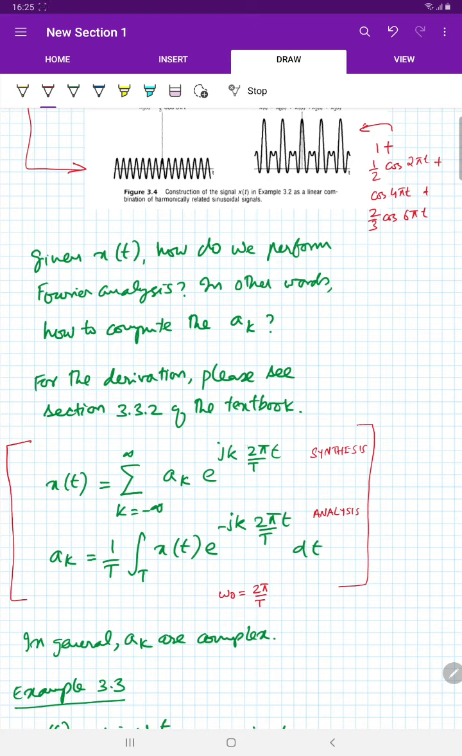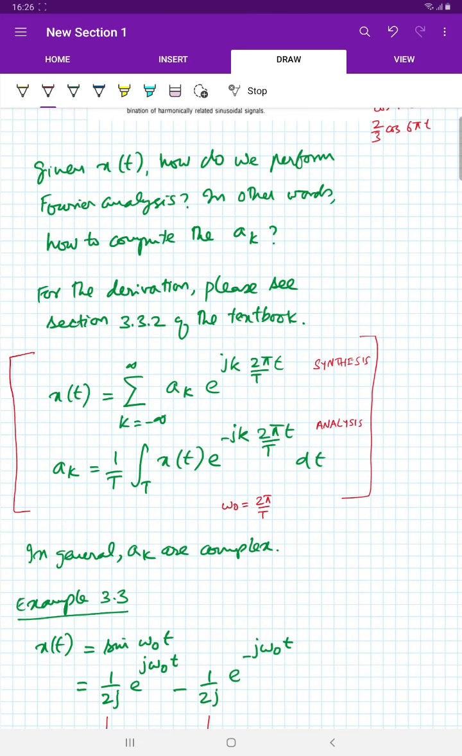Okay, the reason for this we will touch upon later in a future lecture. So these two equations are the crux of the Fourier series. This, which we saw earlier, is the synthesis equation. That is, how do the different complex exponential components which are harmonically related build up your x of t? That is the synthesis part. And that is the analysis part.